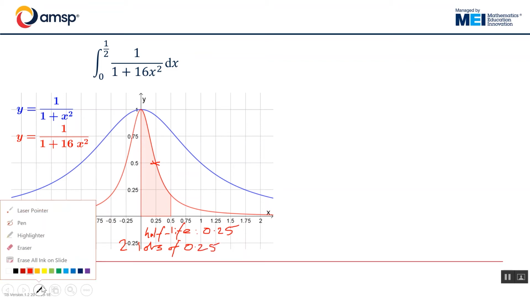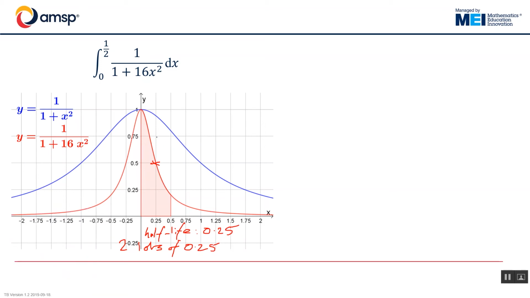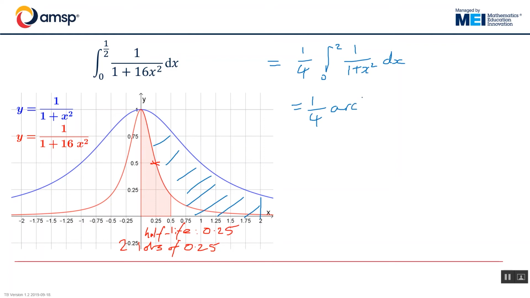So we can now compare that to the equivalent blue area. The equivalent blue area will be the area under the whole of this curve all the way up to x is 2. Those two shapes are similar. So we can say that this integral is the same shape as the integral from 0 to 2 of 1 over 1 plus x squared dx. However, it's been squashed in by a factor of a quarter. So it is a quarter arctan 2. And that should correspond with what you get if you perform this integration algebraically.